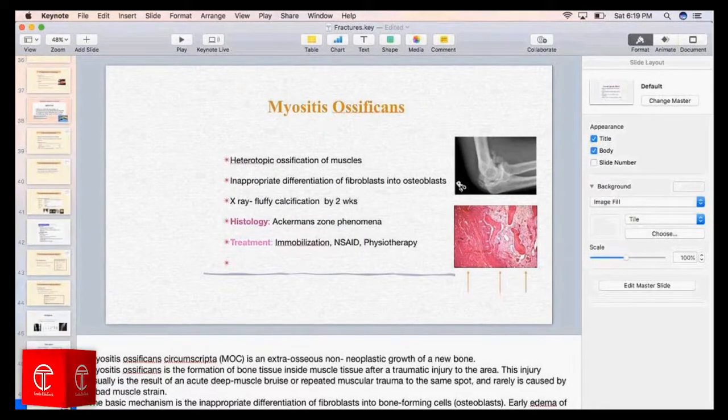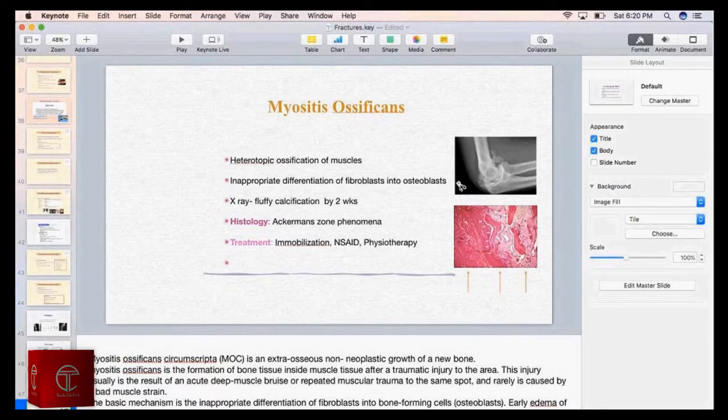Myositis ossificans again is another complication. Of course, I'm sure you are aware that it's an extra-osseous non-neoplastic growth of new bone, and it is formation of bone tissue inside the muscle after a traumatic injury to the area. It's very commonly seen following the supracondylar fracture and commonly seen in the brachialis muscle. So the question from this region is, which is the commonest muscle involved in myositis ossificans? Your answer must be brachialis.